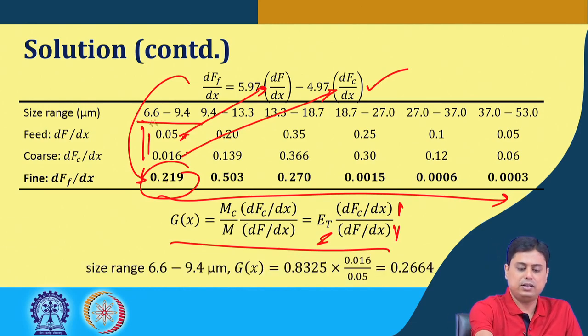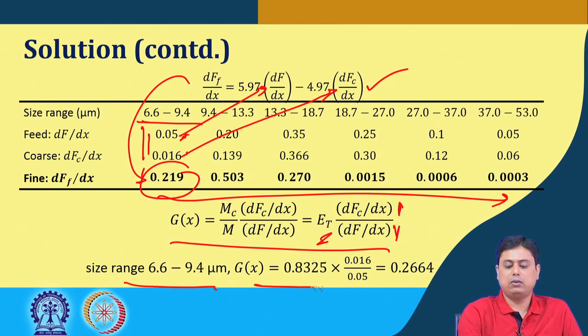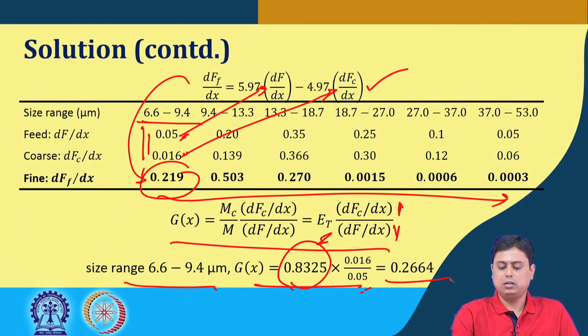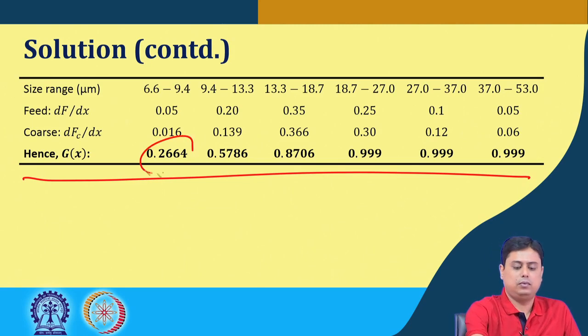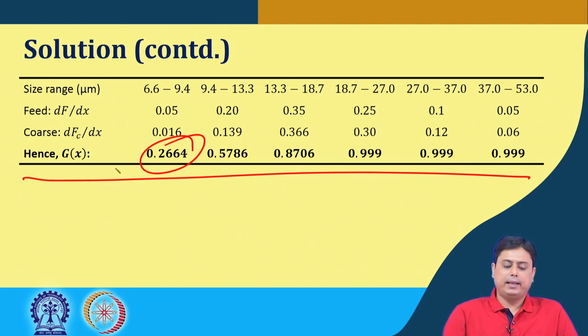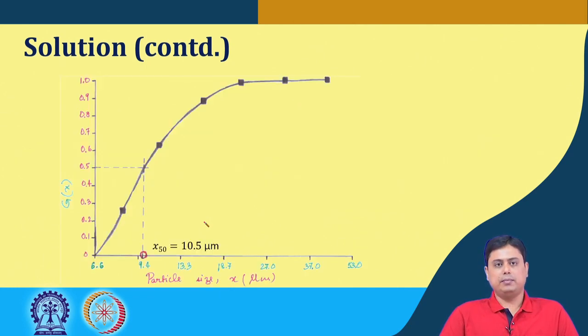Say for this size range, 6.6 to 9.4, one sample calculation is given here: it is the total efficiency multiplied by this dF_c, 0.016, divided by 0.05, which is 0.2664. So, similarly we can form such a table and calculate the G(x) values from the previous expression. This would give us the grade efficiency plot as well, and it would look something like this.